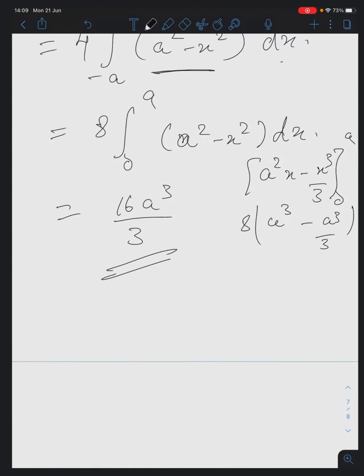And since you are calculating the volume, you can mention unit cubes and all that. Cubic units you mention.